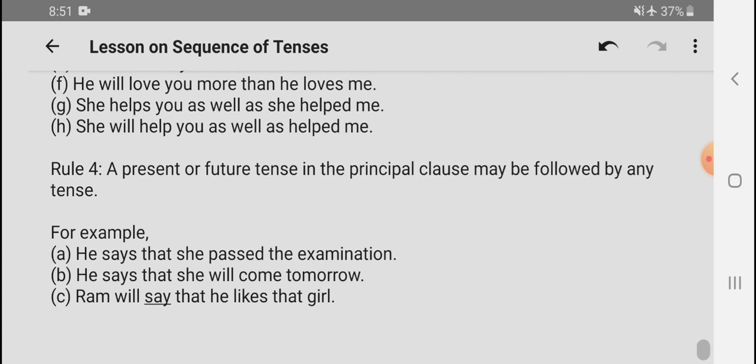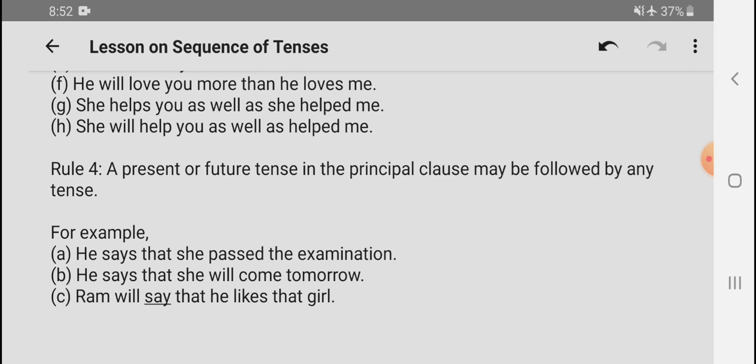For example, he says, this is in simple present tense. I can say he is saying, I can say he has said, I can say he has been saying. There is no problem because all 4 of them are in present tense. So he says that she passed the examination. Here you can see that "she passed the examination" is in simple past tense. I can use it in any other tense.